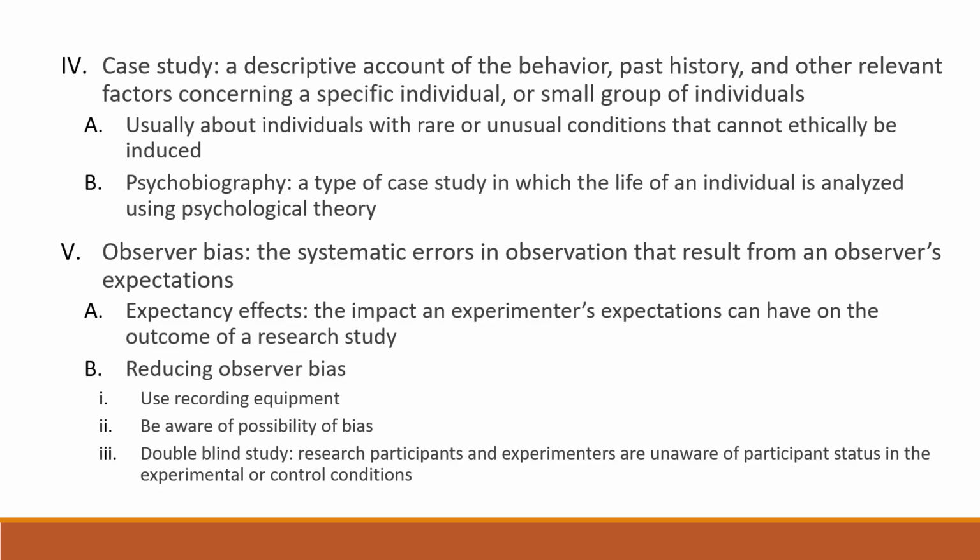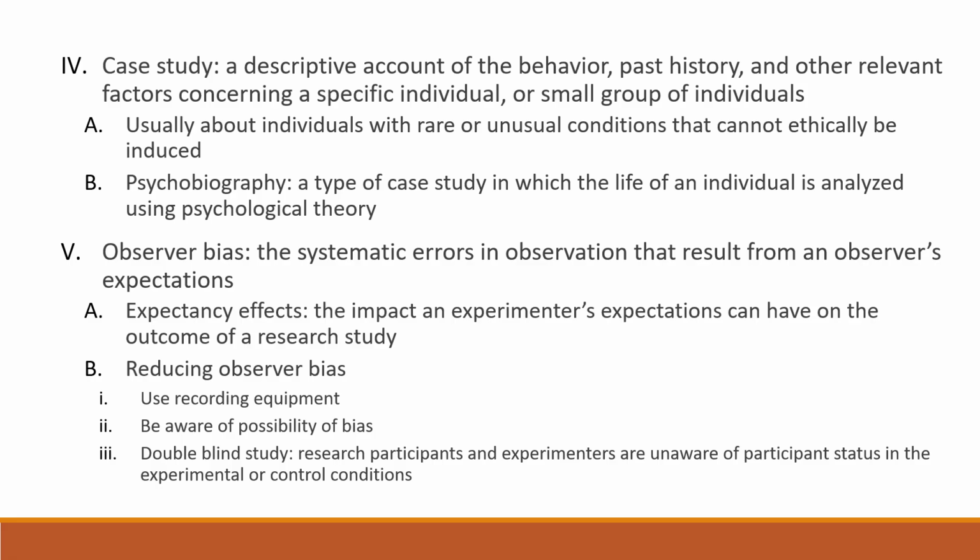We also need to be aware of the possibility of bias. Researchers tend to think about themselves as being objective people, but we are all human, and acknowledging that is important for being able to take steps to reduce it, such as using a double-blind method.